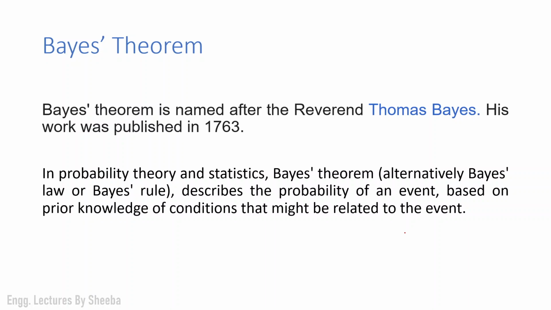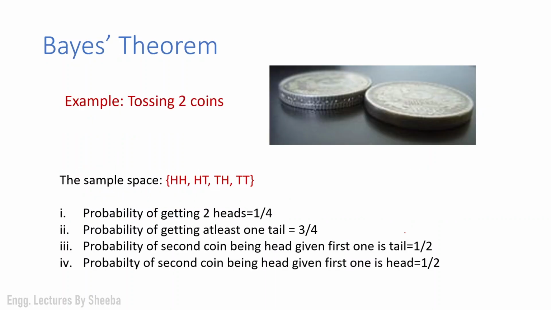So let us understand this Bayes theorem by means of an example. We'll consider an example of tossing two coins. When you toss two coins, what are the events that can occur? It can be both coins having head, or head and tail, or tail and head, or tail and tail. So this is the sample space, the events which occur when you toss two coins.